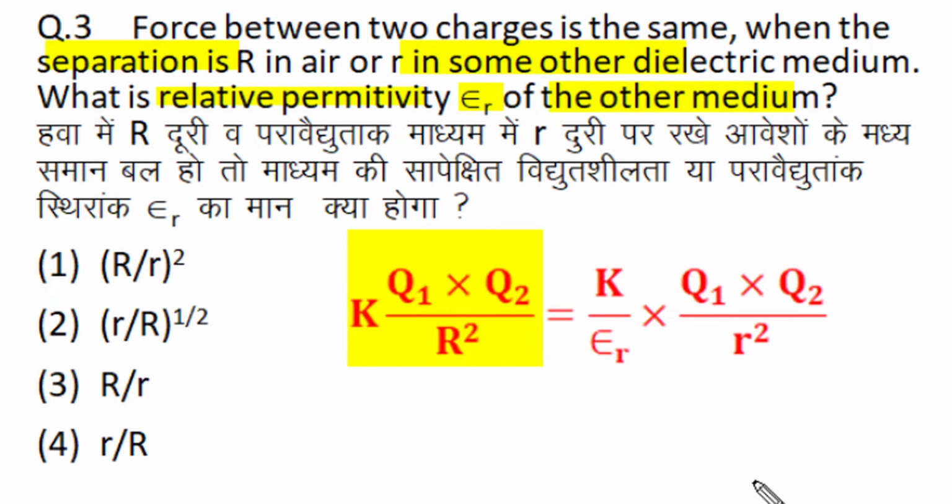Now when the medium is changed, the electrostatic force is inversely proportional to the relative permittivity, and at small r distance Coulomb's law force expression is given by this yellow highlighted part, and the 2 forces, previously in air at capital R distance and afterwards in the other dielectric of relative permittivity epsilon r at small r distance, are the same. Now here K, Q1, Q2 cancel out, and epsilon r becomes the square of the ratio of capital R to small r. So option 1 is the right choice.